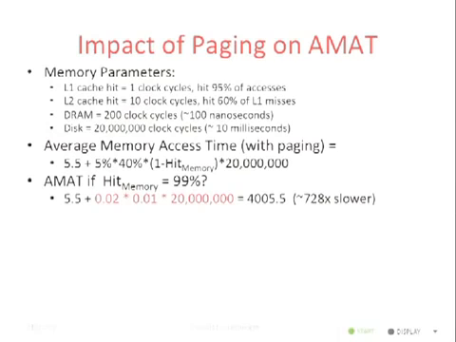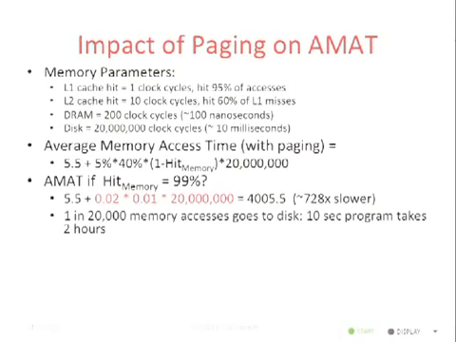So all of a sudden, with a 1% miss rate in physical memory, we're running 728 times slower than we were running if everything fit in memory. This is why you don't want to get too many page faults. If you had a program that took 10 seconds, and let's say it was all memory bound, just doing memory accesses, if that took 10 seconds with everything fitting in memory, it would take 2 hours with a 1% miss rate in your physical memory. That's really bad.